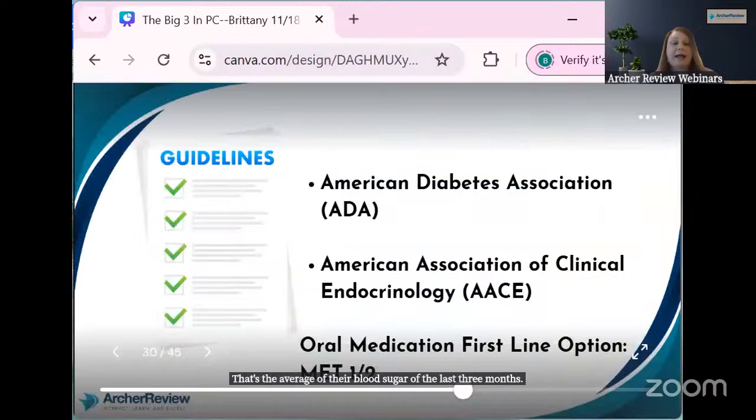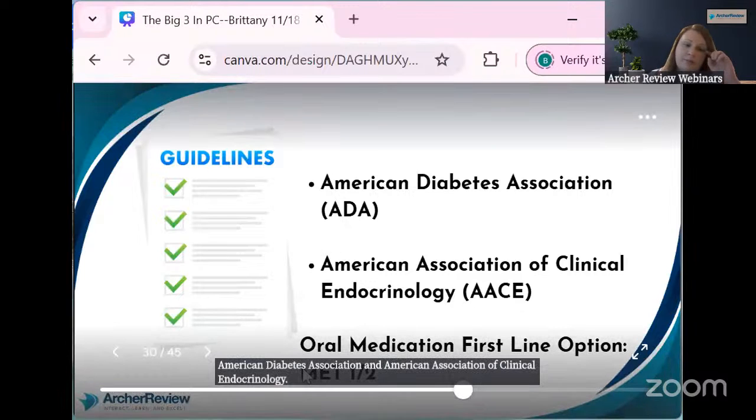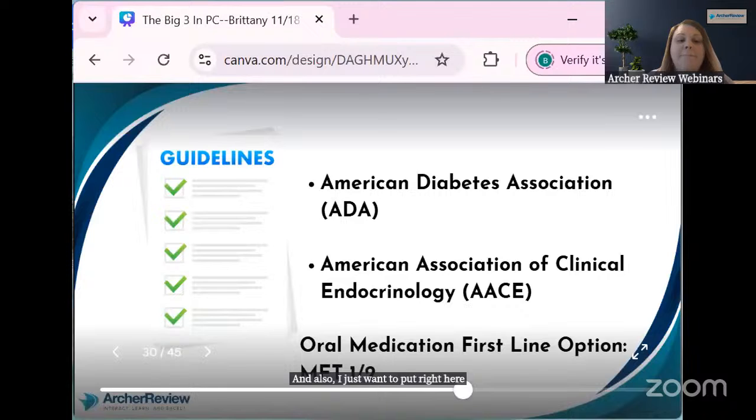All right, remember guidelines. We have several guidelines for diabetes as well: the American Diabetes Association and the American Association of Clinical Endocrinology. And also, I just want to put right here for oral medications, MET 1 and 2.